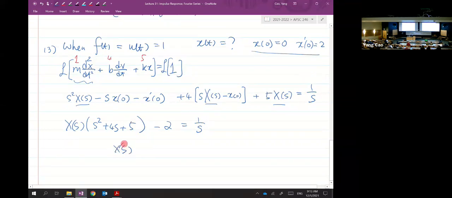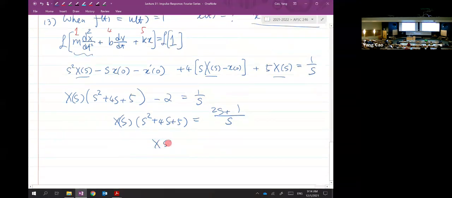Okay, so now bring that 2 to the right side. So it becomes 2 plus 1 over s, or in other words, it's (2s plus 1) over s. Okay, you bring the s to the other side. Sorry, 2s plus 1 over s. And then you solve for X of s. X of s equals (2s plus 1) over s times (s squared plus 4s plus 5). Here's your X of s.